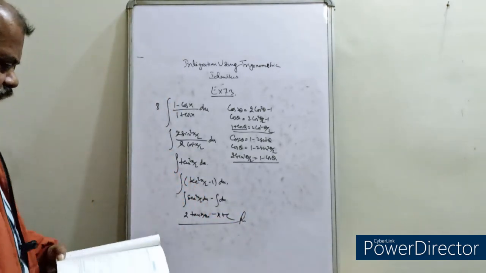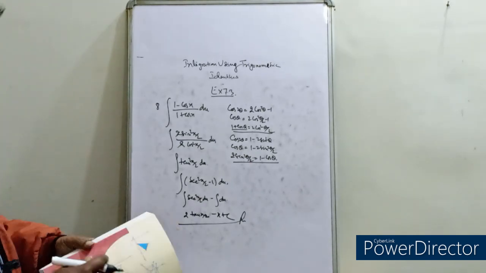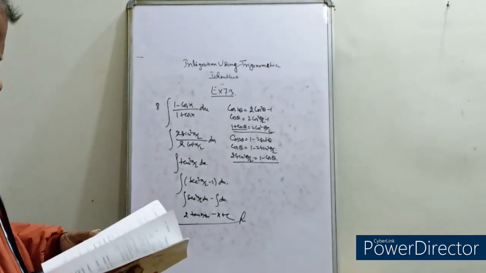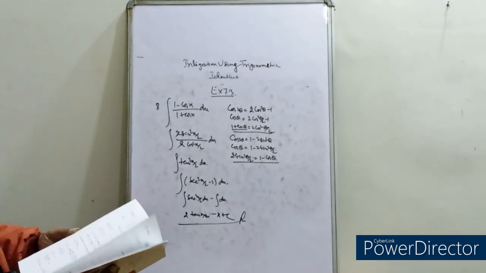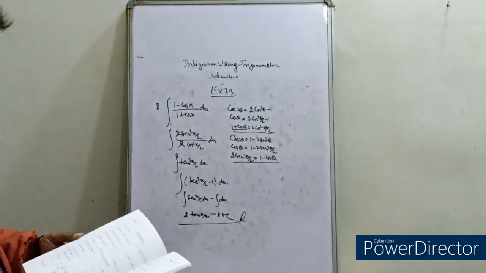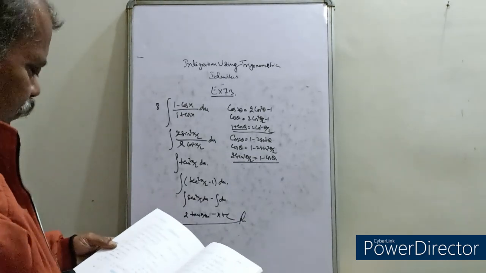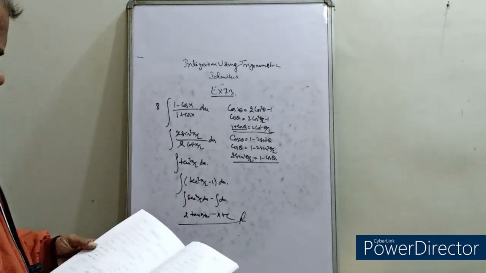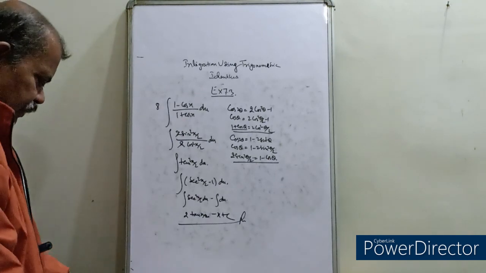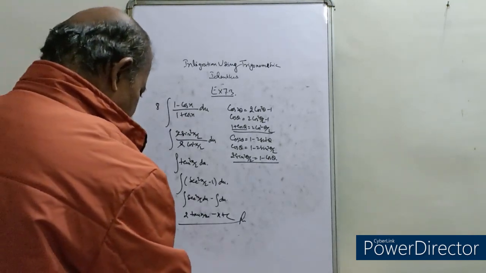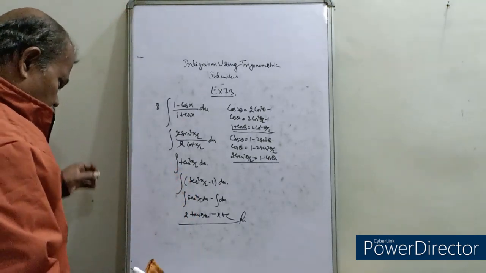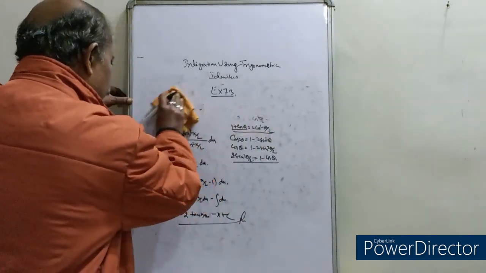So let me check the answer of question number 8, exercise 7.3. Here you see 7.3, question 8, 2 tan x by 2 minus x plus c. This is your answer. Now question number 9. I am going to question number 9. Here you see question number 9.